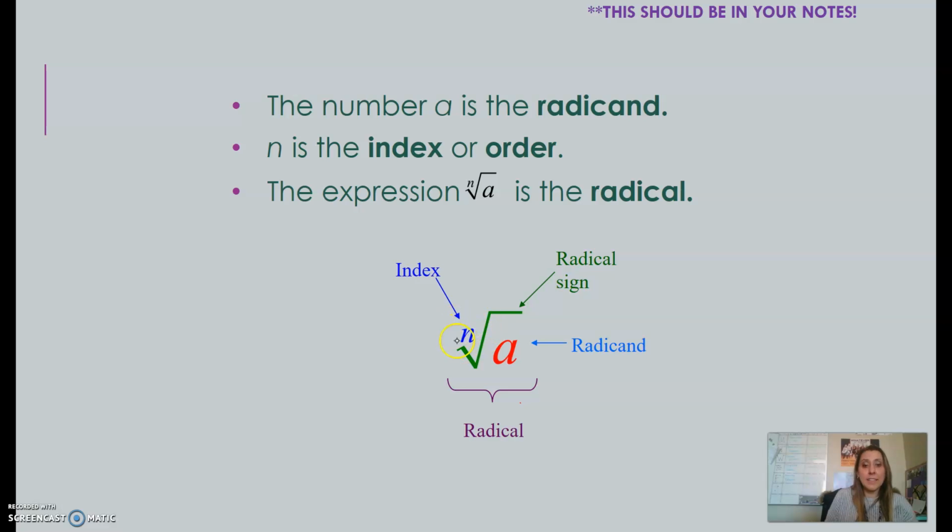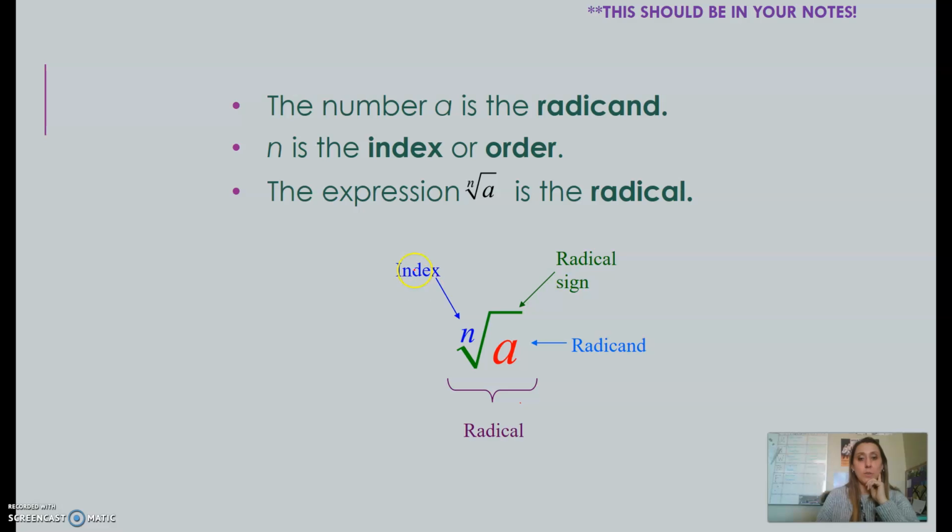The N is called the index, or the order. You'll see index more than you'll see the word order, but both work. And the whole thing is called the radical. And this root, the little check mark right here, is called the radical sign. So make sure this is in your notes, hit pause, and make sure you have it in there.